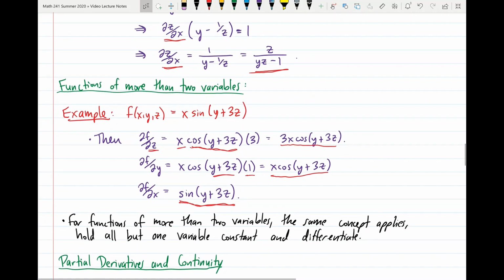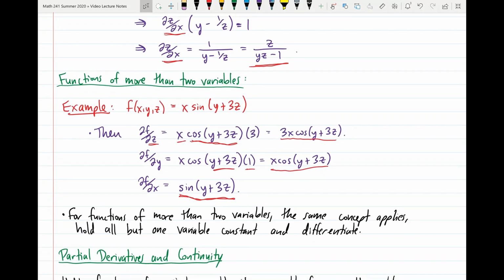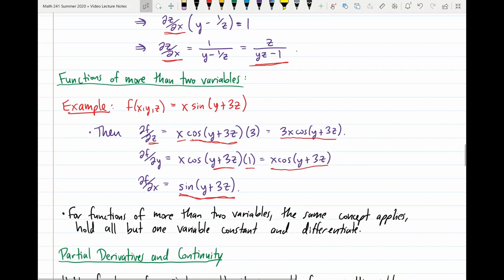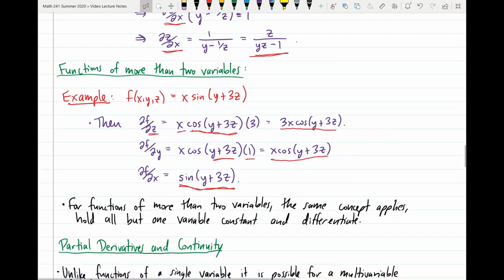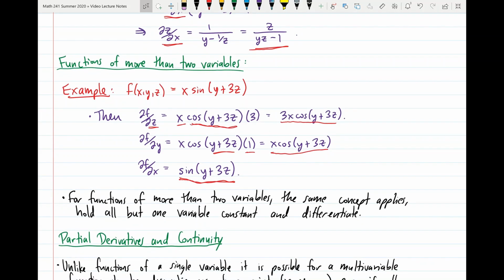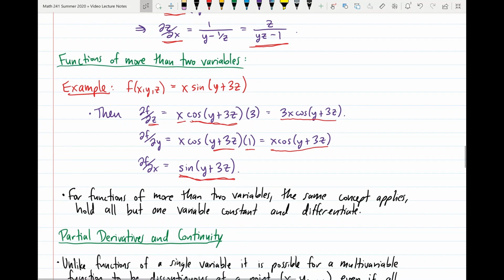So we have the function f of x, y, z is equal to x times sine of y plus 3z, and we want to find the partial derivatives with respect to z, y, and x. So notice that we have 3 different partial derivatives now, one partial derivative for each of the variables. So let's start off with the partial derivative with respect to z.